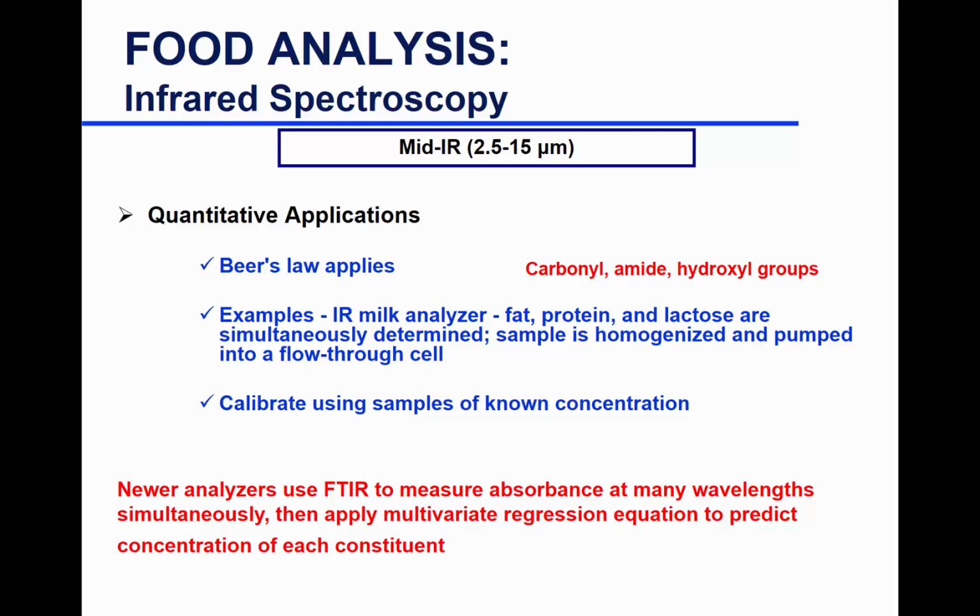So they have to do the official methods of analysis and then relate the concentration to the IR spectra. For fat, they will be measuring the bonds of carbonyl. For protein, the bonds of amide group. For lactose, it would be the hydroxyl groups that would be monitored for quantification. Most of the new instruments are really based on FTIR. And then they use multivariate regression equation to convert the complex spectra into concentration.